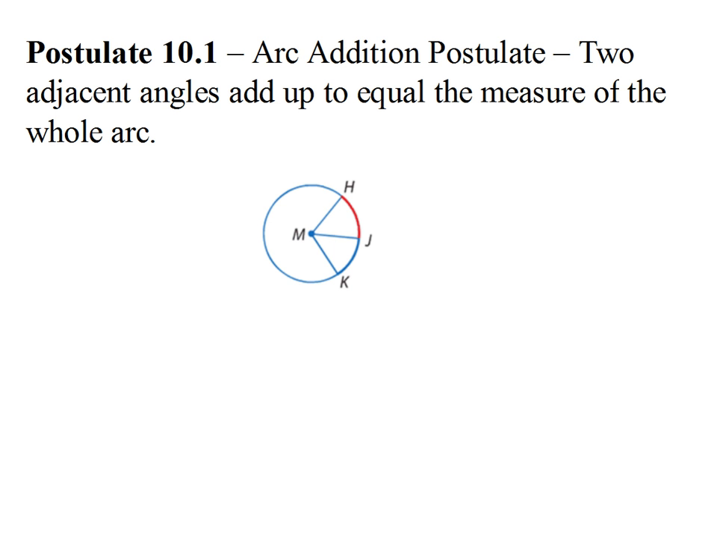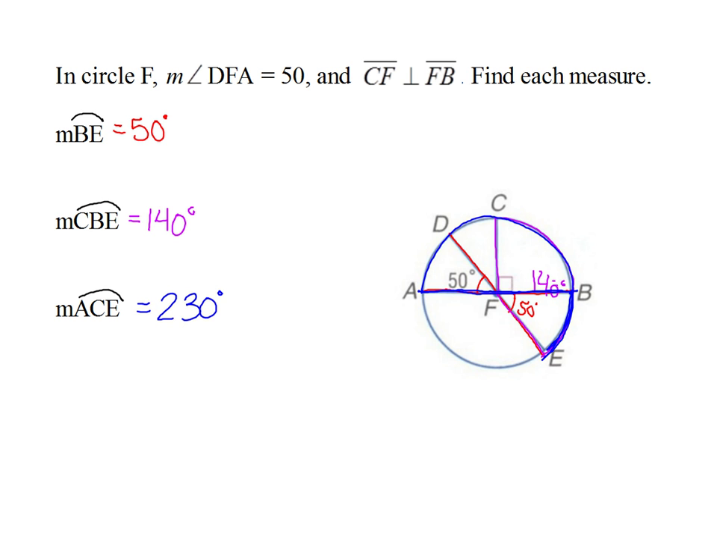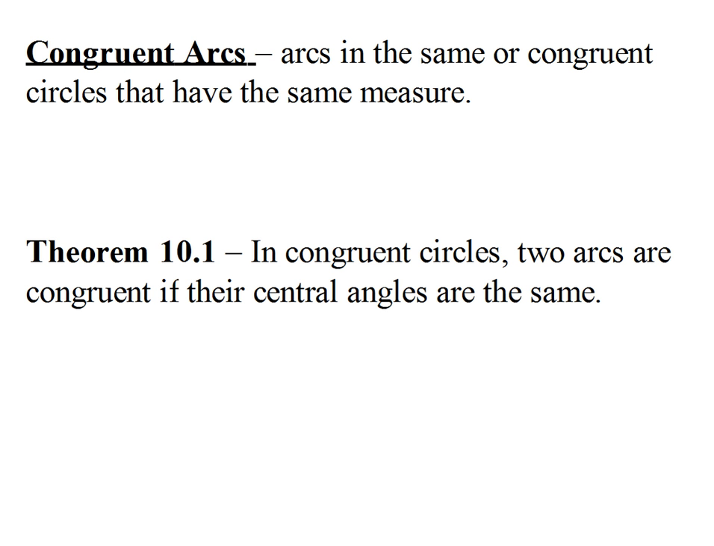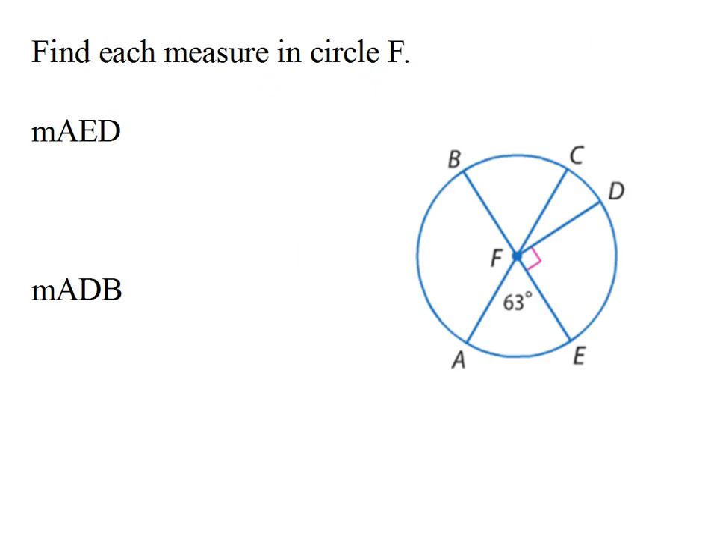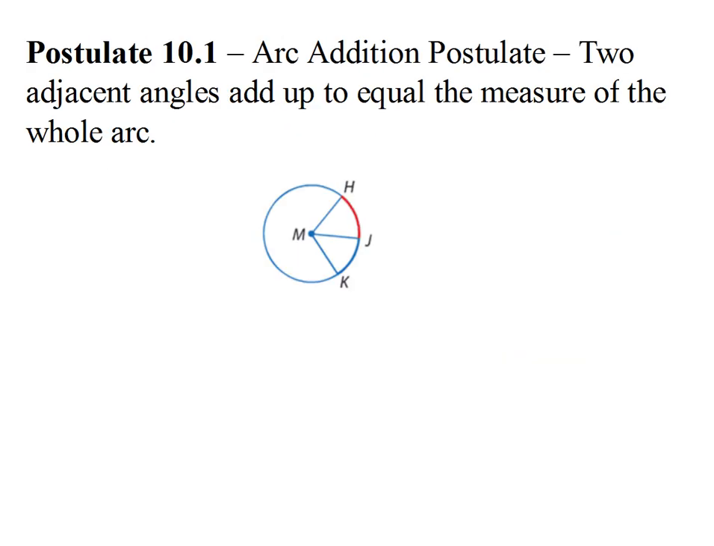Postulate 10.1, we kind of already used this postulate before. Arc addition postulate: two adjacent arcs add up to equal the measure of the whole arc. Now we did this back when we were looking at this example. We added these pieces together to get the 140 degrees. So that was just the arc addition postulate. This is just saying if you have two angles that are touching, we can add those angles together to find the measure of the whole arc, or add as many arcs together as we need to get the whole arc.